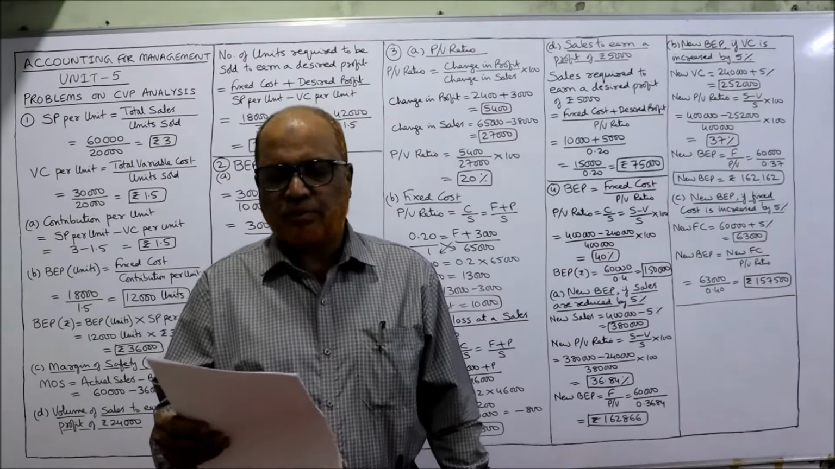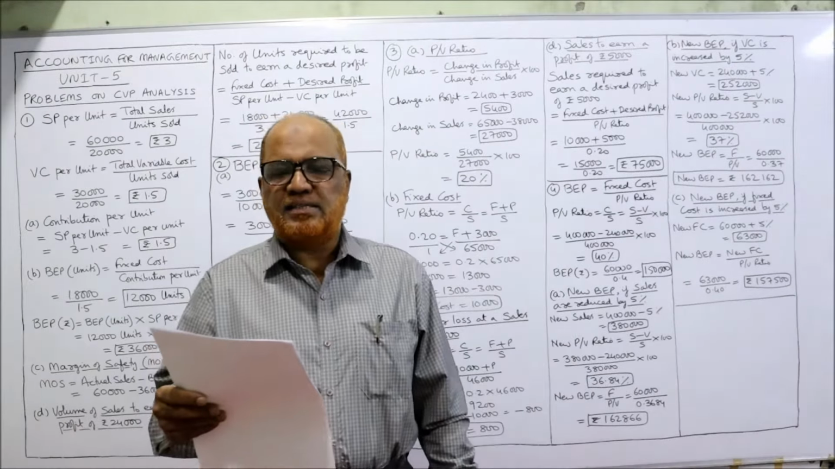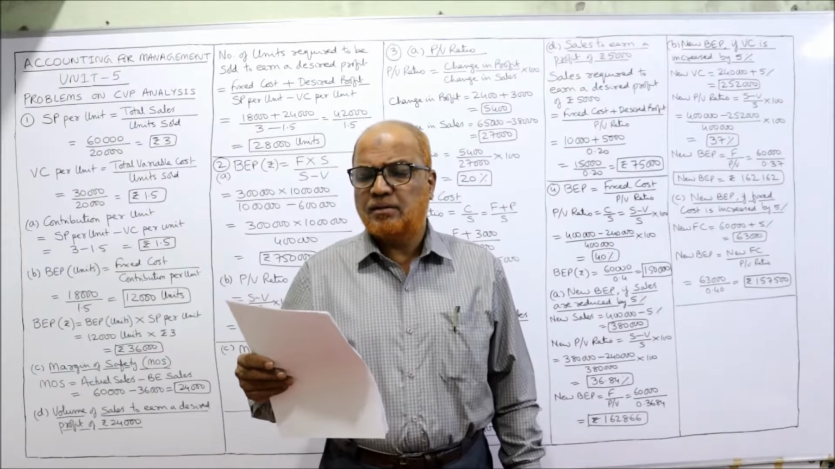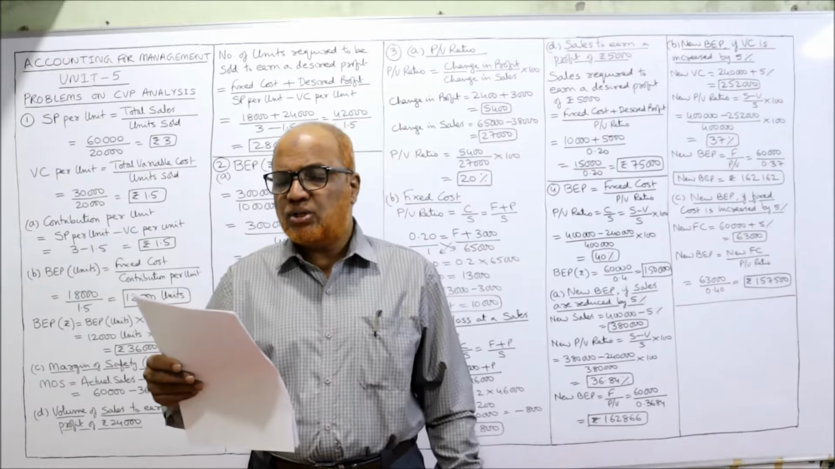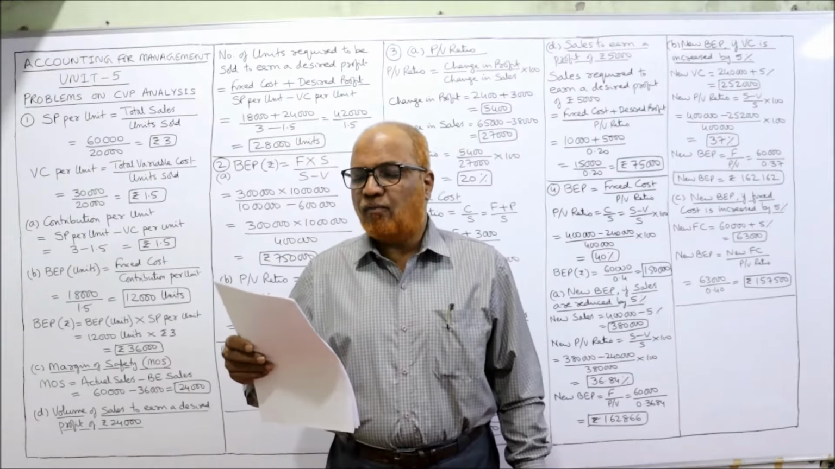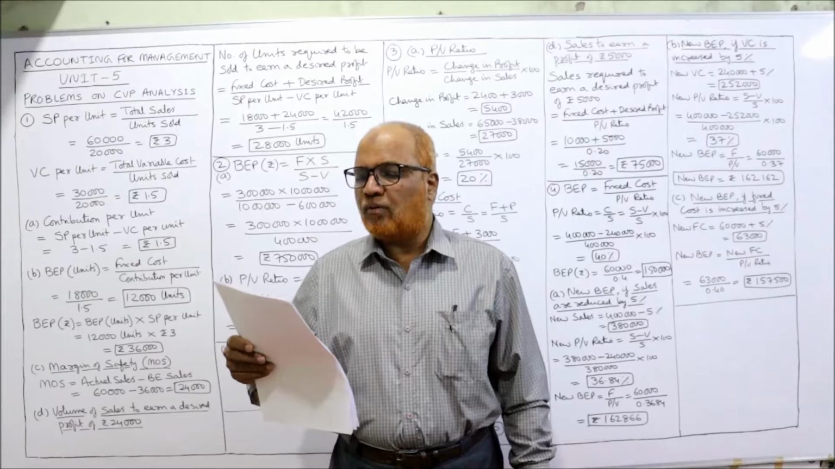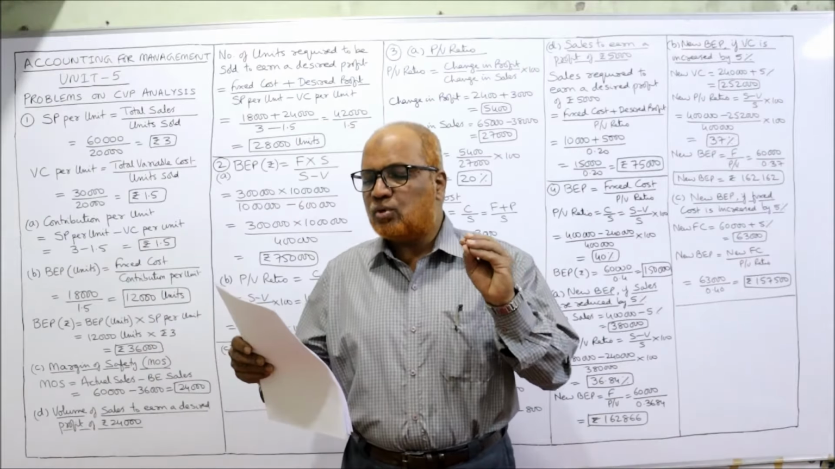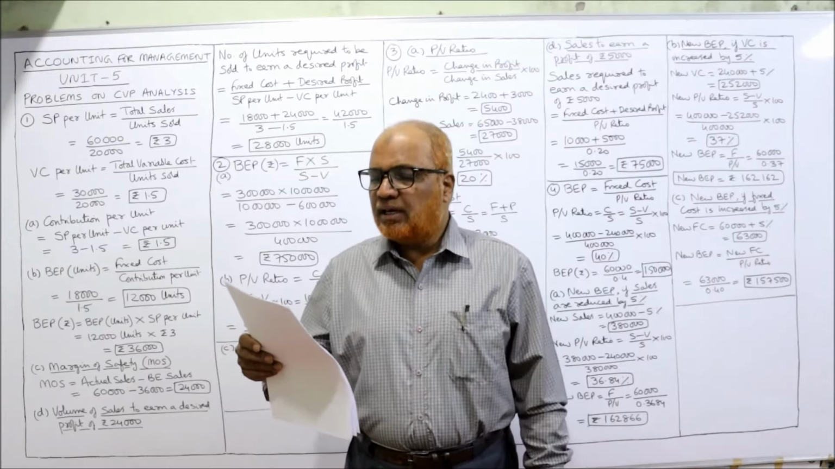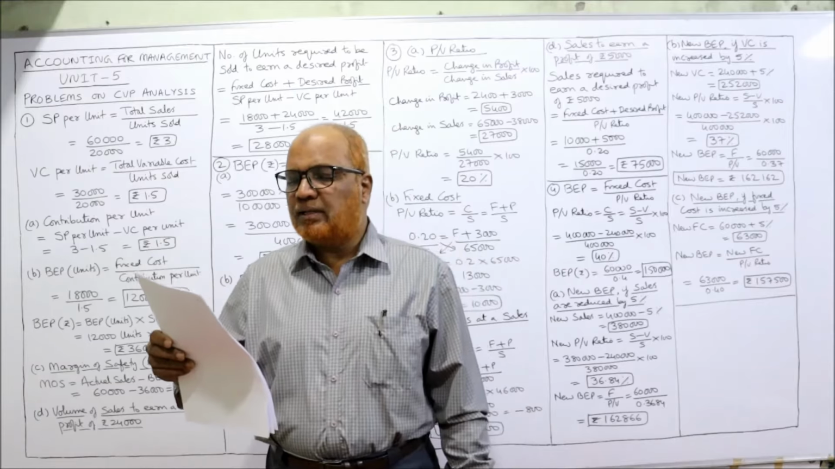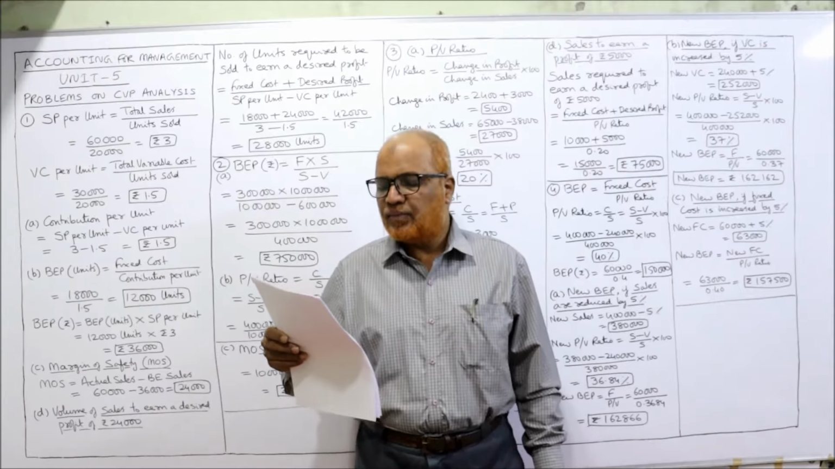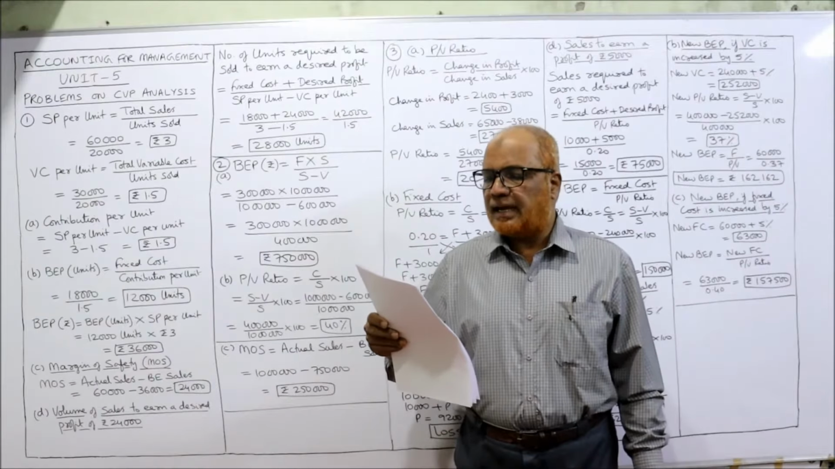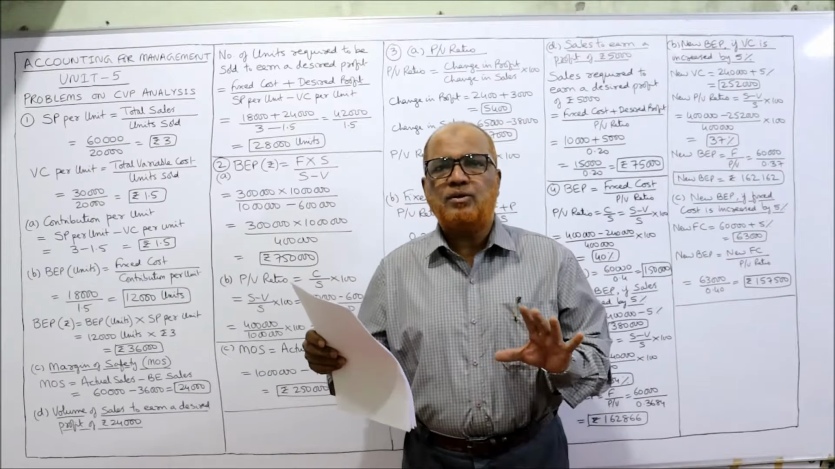Now, see the first problem. From the following details, find out contribution per unit, break-even point, margin of safety, profit, and volume of sales to earn a profit of rupees 24,000. So these five questions are asked. The information given is: units sold 20,000, total sales 60,000, total variable cost 30,000, fixed cost 18,000. This is the complete problem.